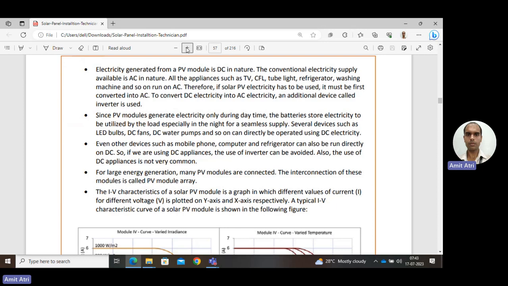Since a PV module generates electricity only during daytime, what about the requirement during night? For that we need energy storage, and most commonly we use a battery. The electricity generated during daytime using the solar availability is stored in the battery. Some devices run on DC, so they can be connected directly to the battery. We don't need an inverter in that case.